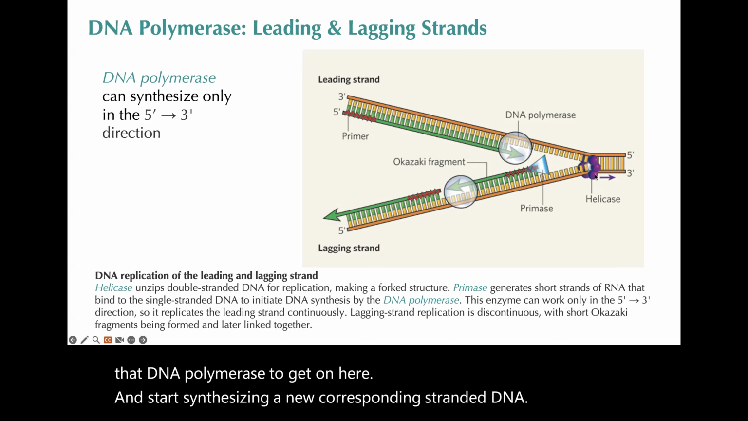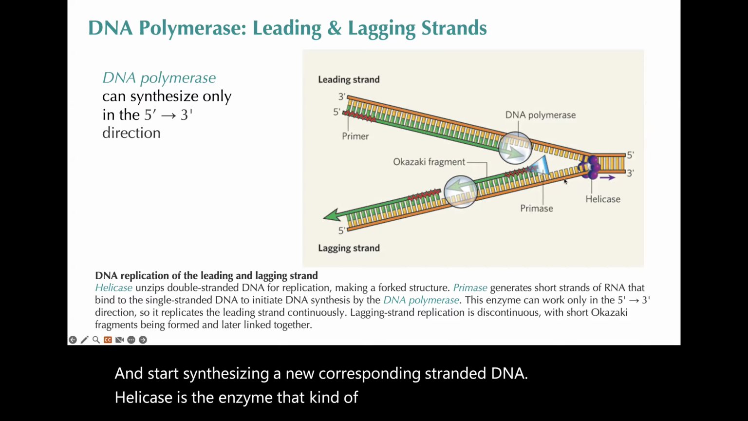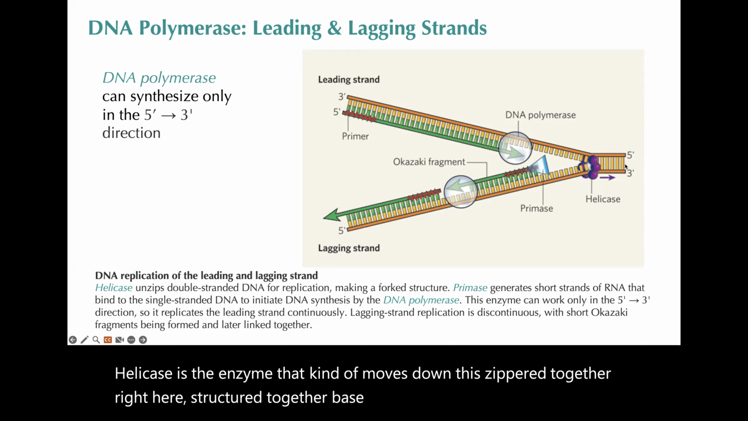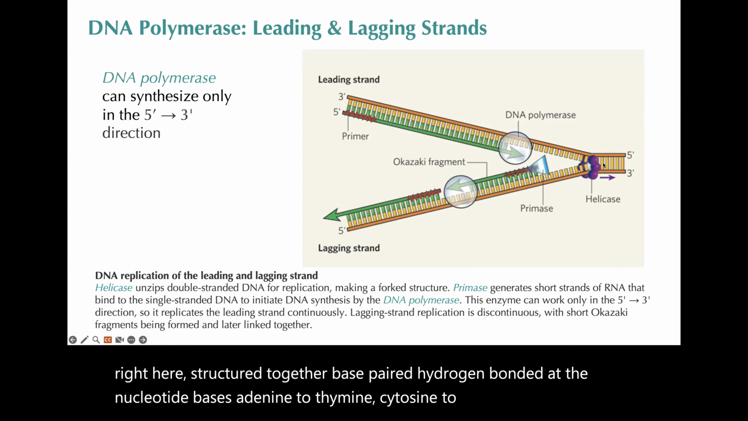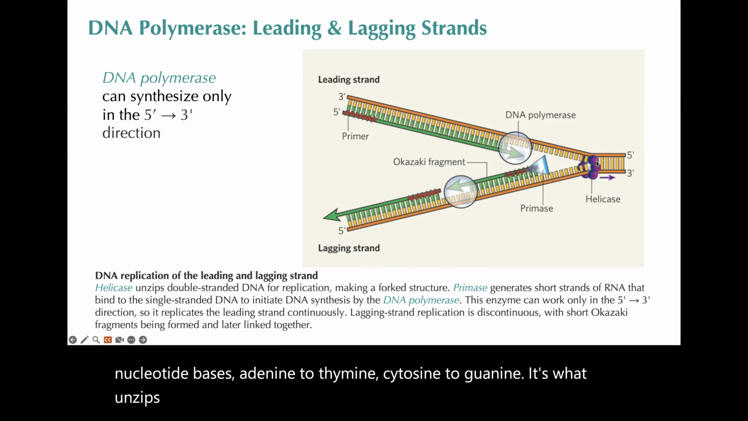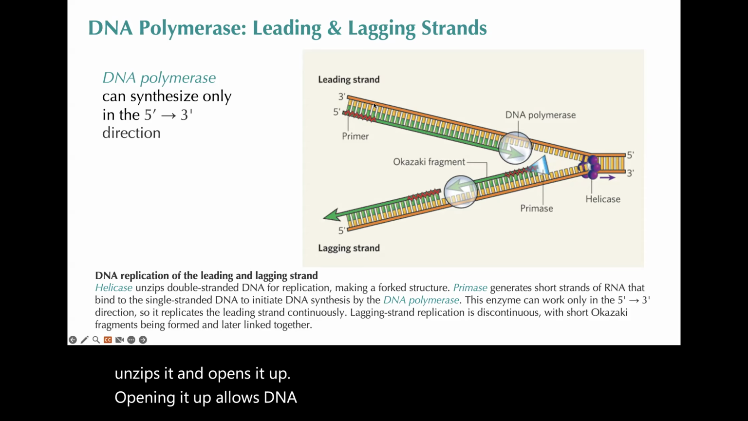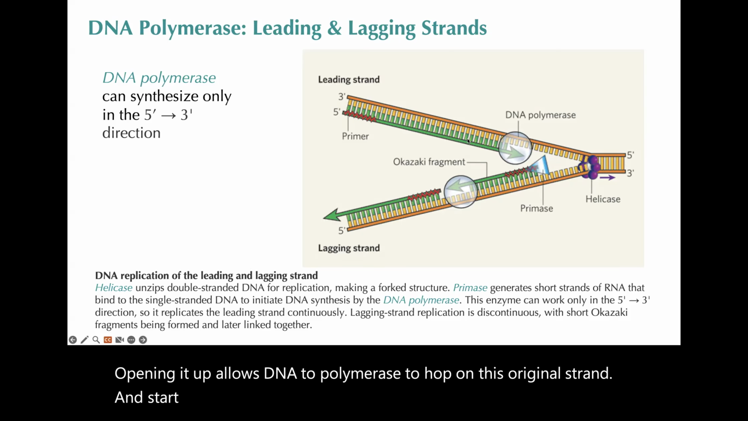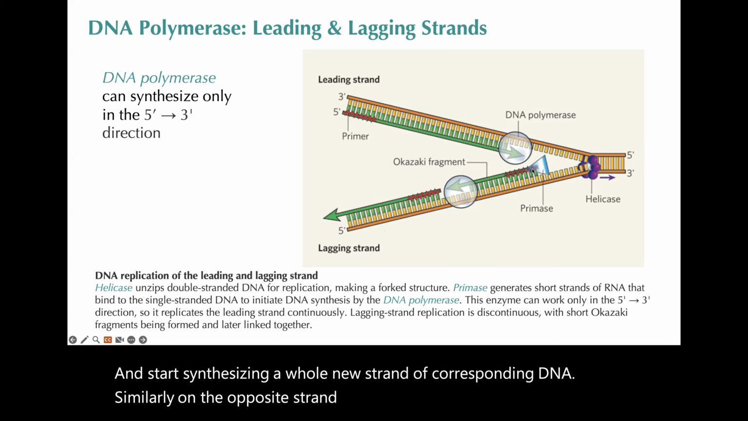Helicase is the enzyme that moves down this zippered together, base paired, hydrogen bonded structure at the nucleotide bases, adenine to thymine, cytosine to guanine. It's what unzips it and opens it up. Opening it up allows DNA polymerase to hop on this original strand and start synthesizing a whole new strand of corresponding DNA. Similarly, on the opposite strand, DNA polymerase will also synthesize another strand.